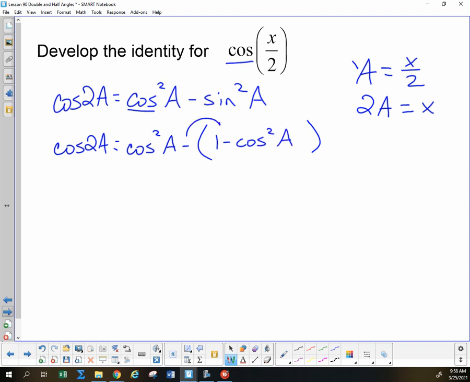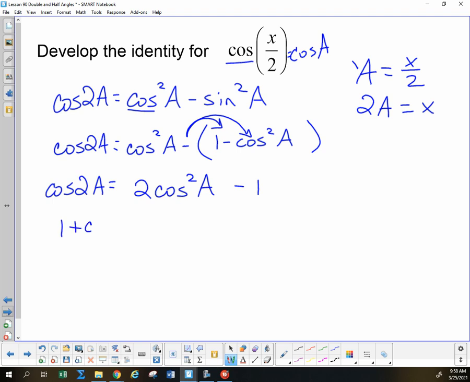So if I distribute my minus sign, I have a minus 1, and then I have minus minus, so I have a plus cosine squared a. Put that together with the one I already have, and I have 2 cosine squared a, and then the minus 1 on my right-hand side. That is still equal to cosine 2a, so I continue writing that down. I'm trying to get cosine of a, because a is x over 2. So I need to isolate cosine of a. So I want to get rid of the negative 1, so I add 1 on the right, and I add 1 on the left.